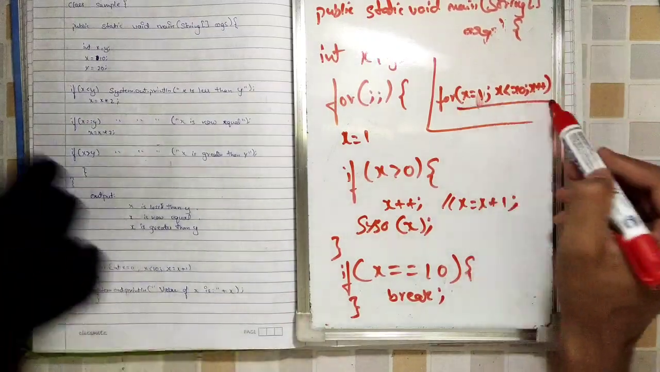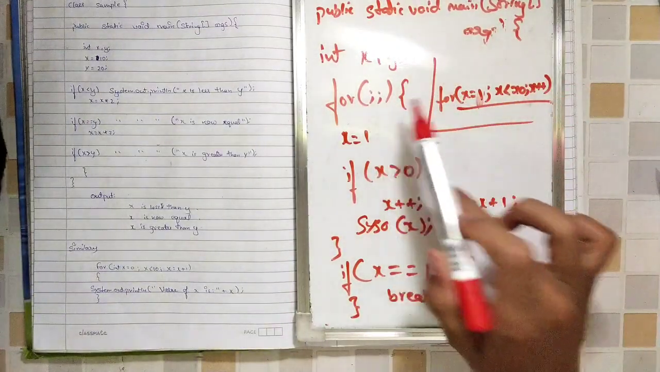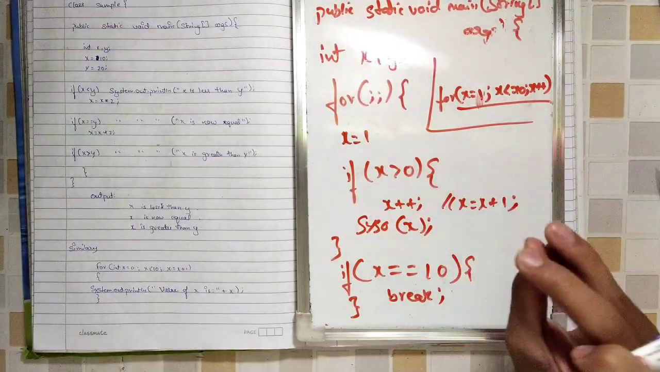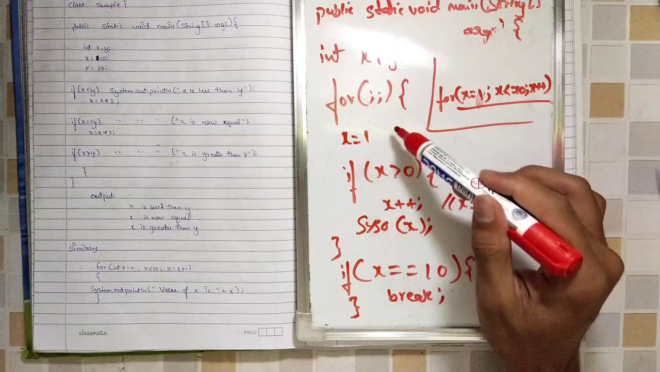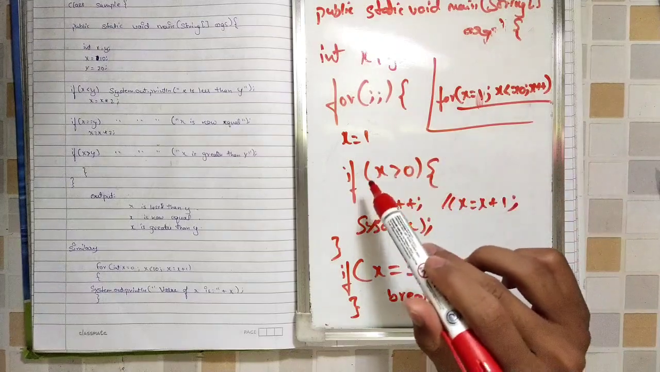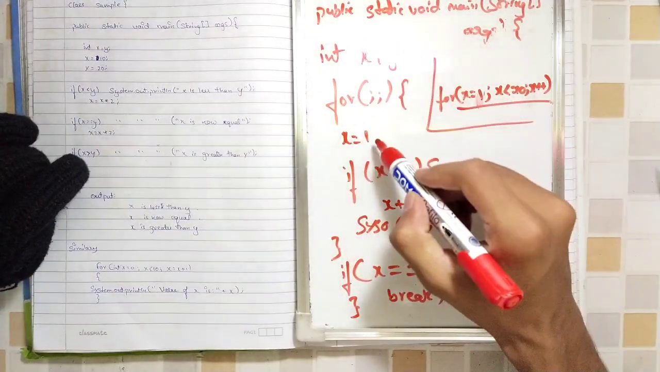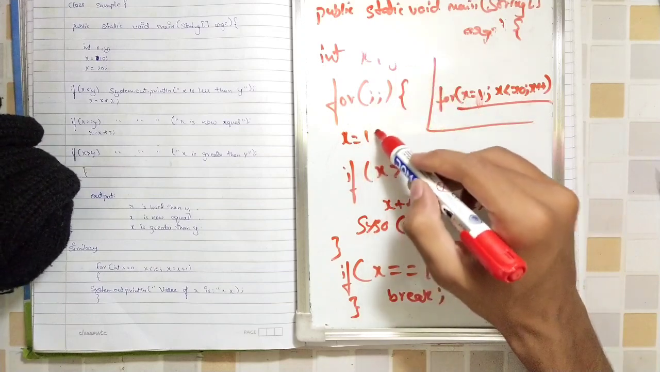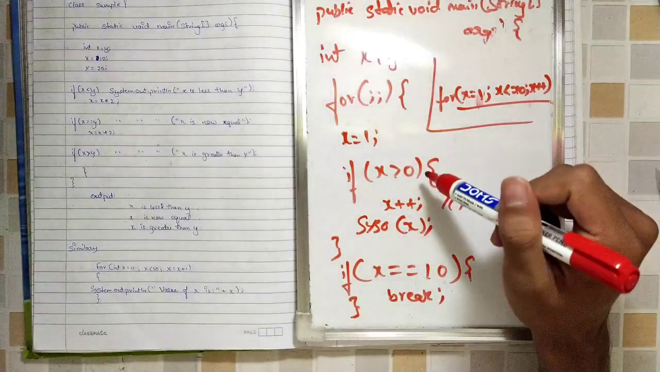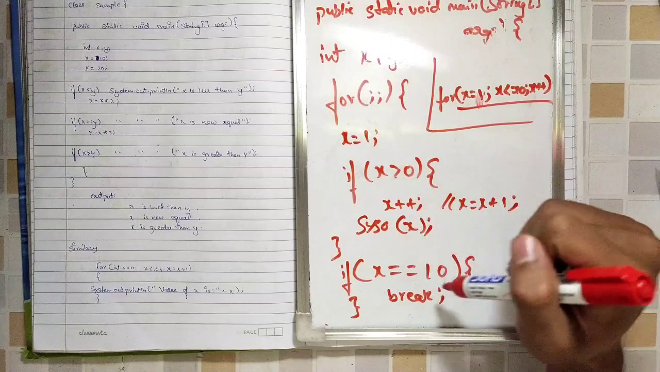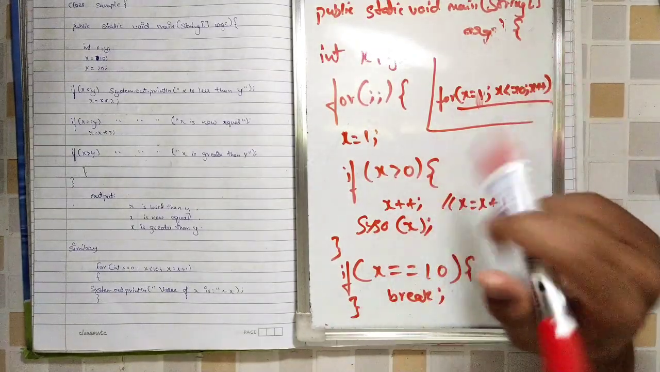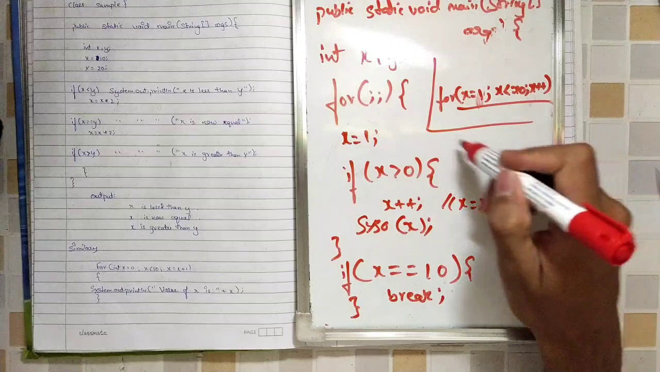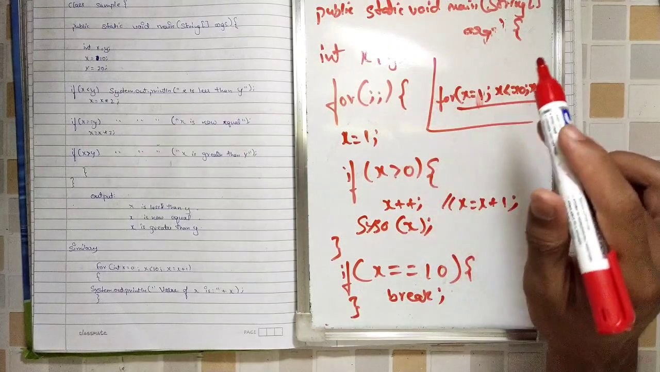This same block of code is written like this. How do we use it? Depending on what you are doing, you can initialize whatever you want inside this for loop. Suppose x is 1 here, and if x is greater than 0, x++. If x equals 10 only, it will come out of the loop. But here one thing is there, this block of code will still go into an infinite loop.